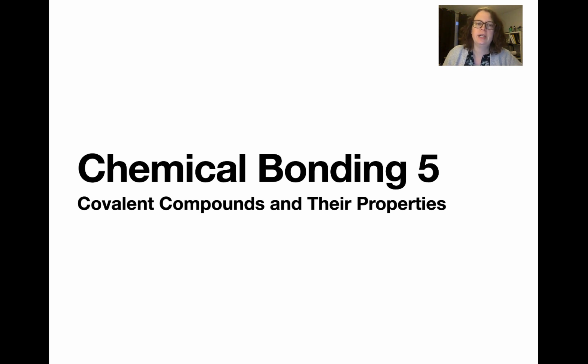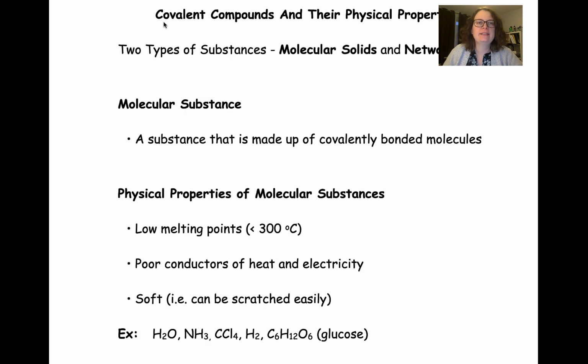Welcome. In this video, we'll be talking about covalent compounds and their properties. We can classify covalent compounds, which are compounds that have atoms that are sharing electrons, and their physical properties, into two types of substances. We have a molecular solid or a network solid. So there's two different types here.